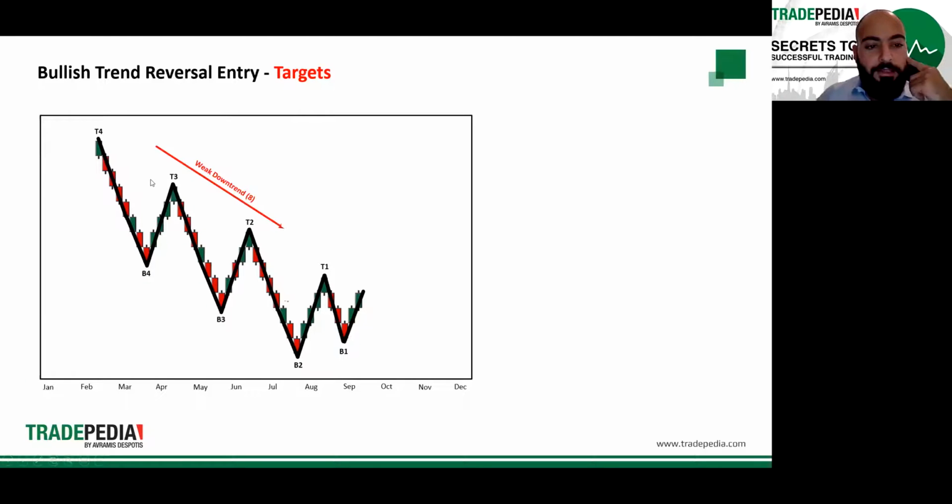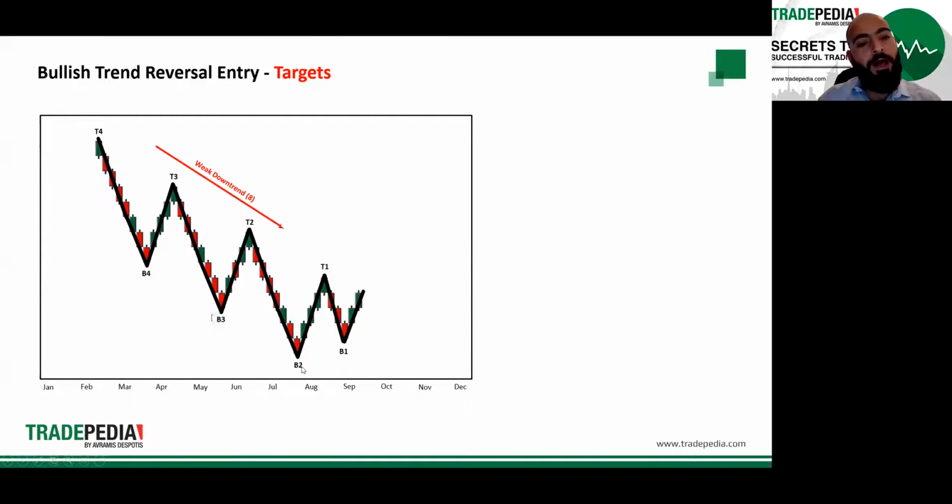Now, if I look at this chart, I can see clearly that I have a series of lower tops. T2 is lower than T3 and T1 is lower than T2, and the prices now are still below T1. Now, do I have lower bottoms as well? Let us go over the bottoms together. I can see B3 is lower than B4, B2 is lower than B3, but B1 failed to go below B2. And now the market formed a bottom, B1, which is higher than B2.